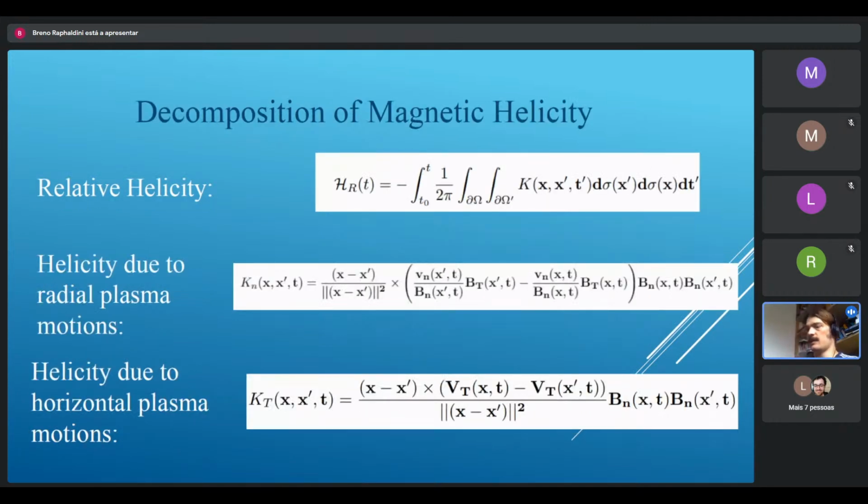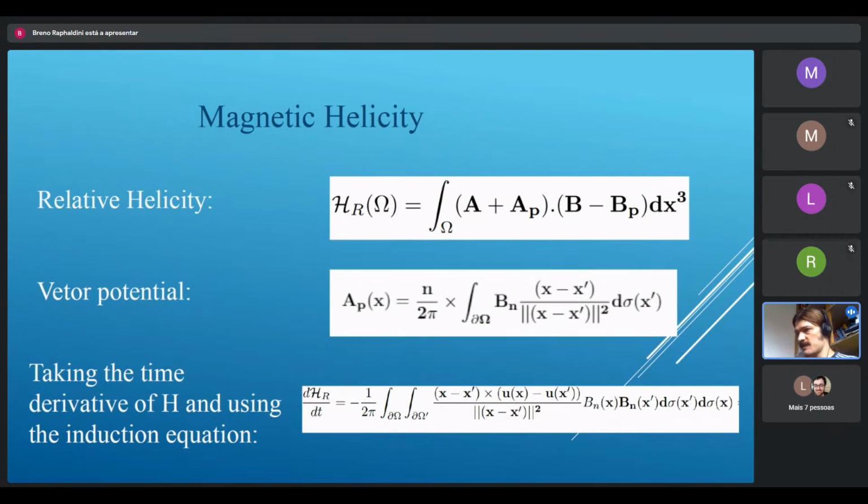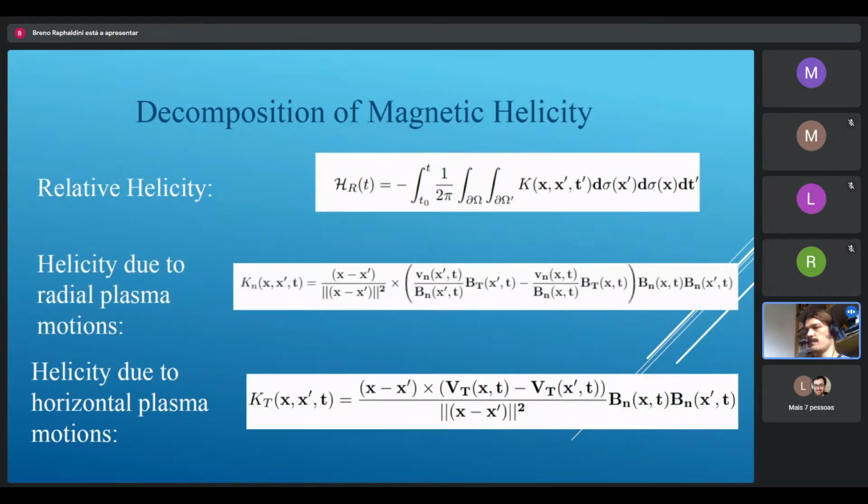We can also compute from this formula. We can split the velocity of the magnetic field lines into two parts: the component due to vertical movement, when the plasma is moving vertically, and the component due to horizontal motion, which are these two components.